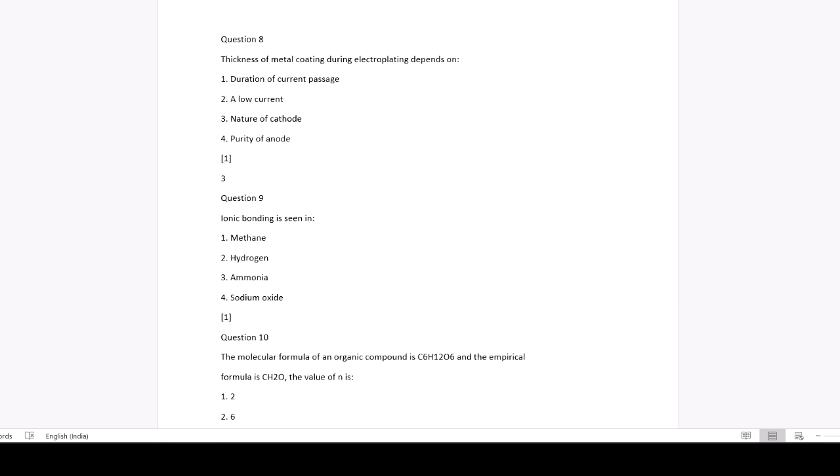Question number 8. Thickness of metal coating during electroplating depends on duration of current passage, a low current, nature of cathode, purity of anode. Here you see thickness of metal coating. That means in metal electroplating, we have a metal, and upon that we are giving a coat of another metal. If you need a brief explanation you can comment, I will give you a video about that. Of course, with increasing current more metal will get deposited; the metal is precipitated on the cathode, and from the anode it is coming.